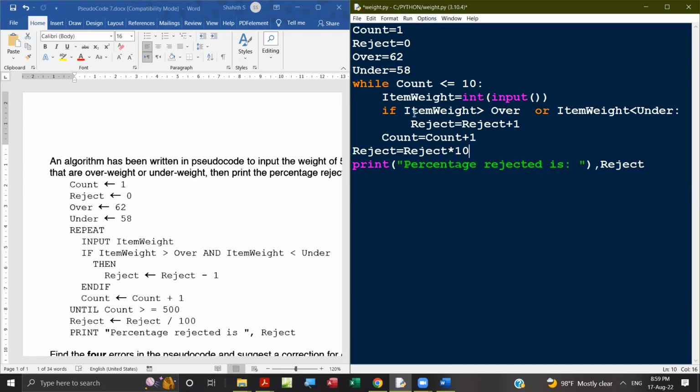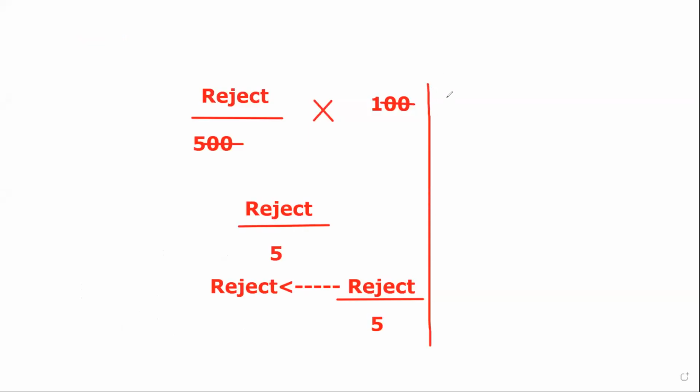So if you run this, I'll explain what that means. Here, I am writing R for reject for simplicity. R divided by how many items in total? It's not 500 now because I changed it to 10 items earlier. So this is the ratio, the fraction. When we convert, what we need to do is times 100. So we can cancel this 1 0 and 1 0. So R times 100.